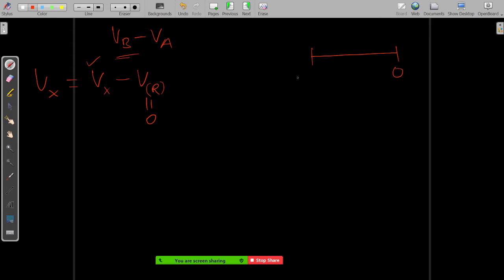So whether you put this as 0 and 100, or you put this as 100 and this as 200, or you put this as 150 and this as 250, it doesn't matter. The basic thing is the difference should be 100. Understood? So we are here concerned mostly about the difference only.